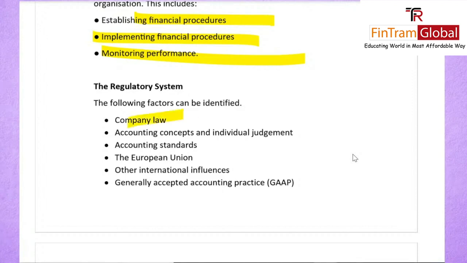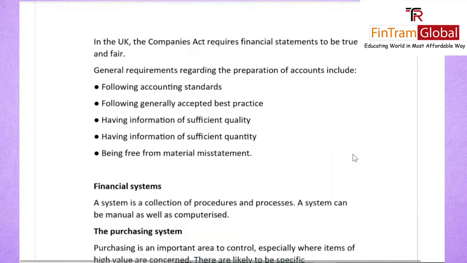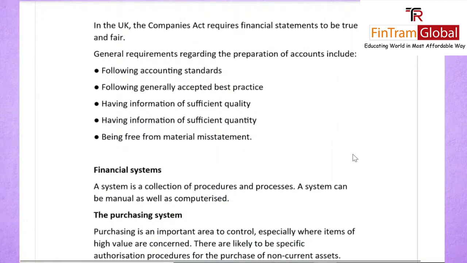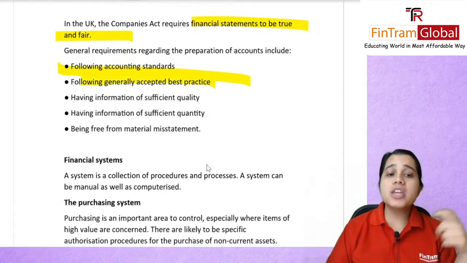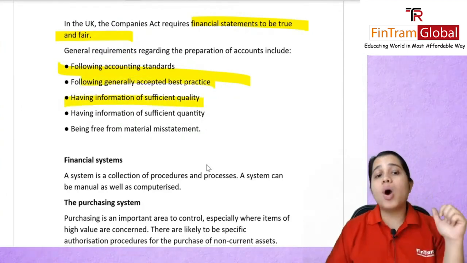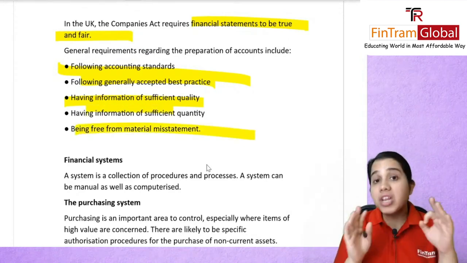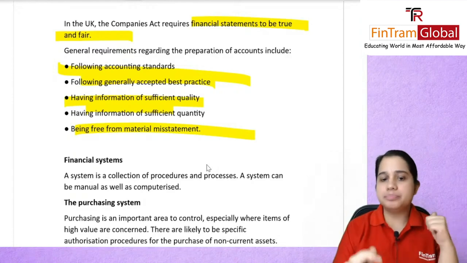Now the regulatory system: there are various factors that can be considered. You have your company law, accounting concepts, standards, the European Union, other international influences, and of course GAAP, that is, generally accepted accounting practice. They all form a part of your regulatory system. Now in the UK, the Companies Act requires that the financial statements be true and fair. And there are some requirements: you need to follow accounting standards, you need to follow generally accepted best practice, and you need to make sure that you have information of sufficient quality and quantity that is free from any material misstatement.